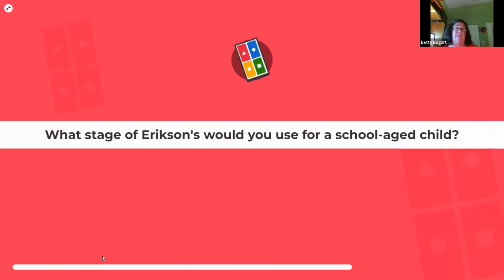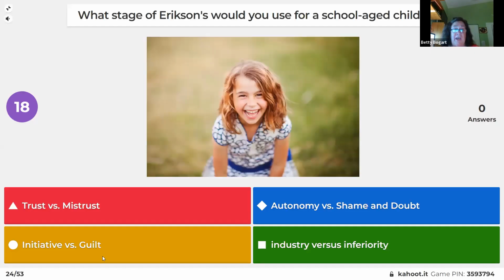What stage of Erikson would you use for a school-age child? What do you know about school-age children? Erikson.